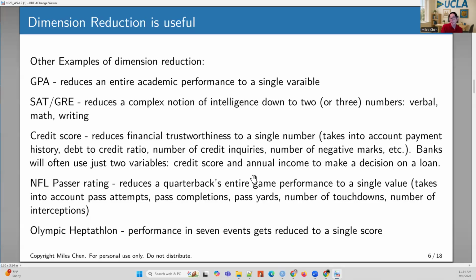Other examples are certain sporting events like in the Olympics, you have decathlon and heptathlon, and you have scores on these individual components like the runs and the hurdles and the jumps and things like that. And it has to be combined into a single score so that you can rank people, gold medal, silver, bronze, and things like that. Okay.